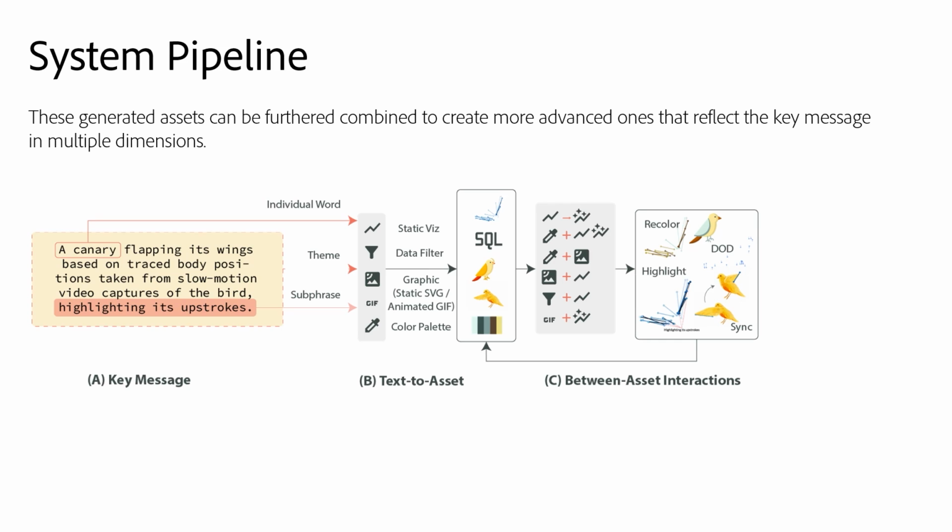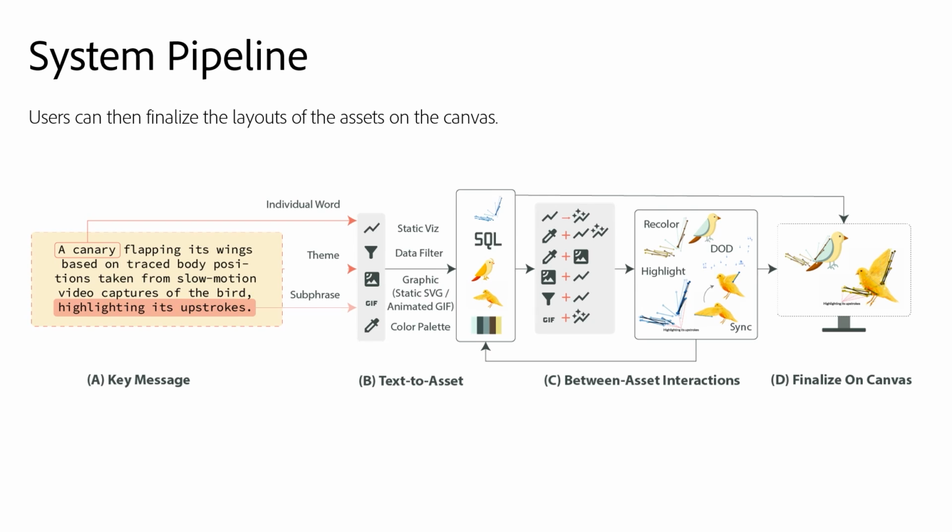These assets can be further pairwise combined in the system to create more advanced assets that align with the message in multiple dimensions. For example, the visualization can be recolored to match the color palette of the canary, annotated to highlight a subsection of the data, or animated and synced to the flapping wings of the bird. And finally, once the assets themselves are finalized, the designer can make layout and design adjustments on the canvas.